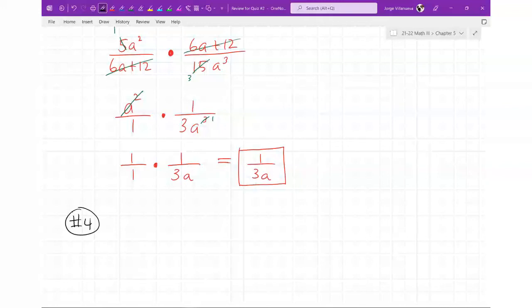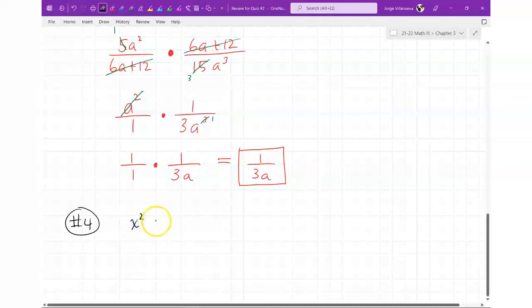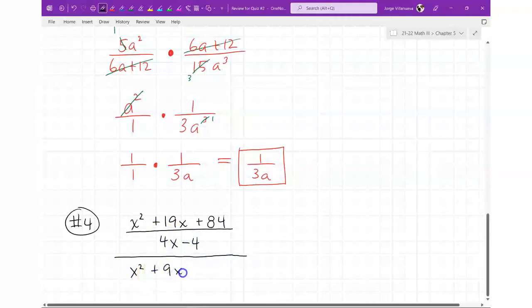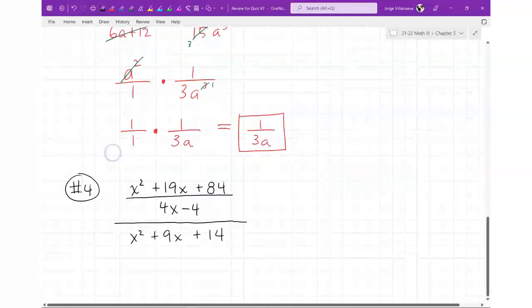Okay? So x squared plus 19x plus 84 divided by, and I'm trying to do a kind of tough problem. That way you guys can see one that's a little bit on the harder side. And then we'll do x squared plus 9x plus 14 divided by 2x minus 2. So this will be our last problem that we do.